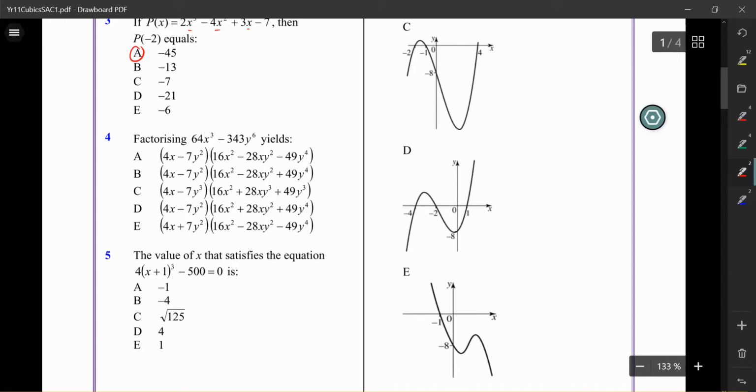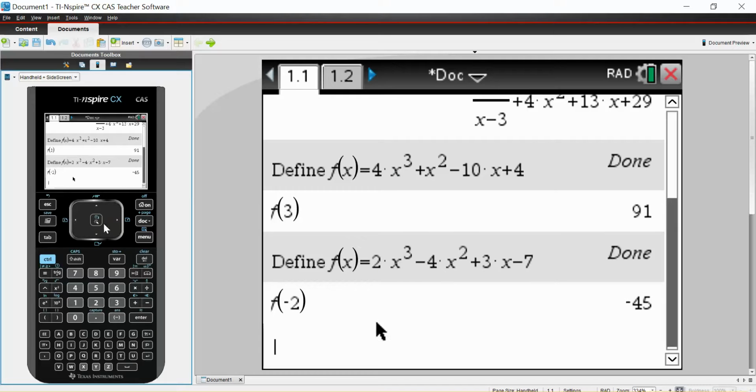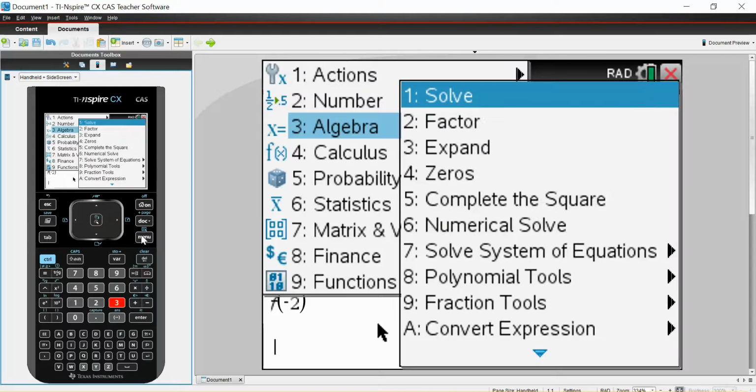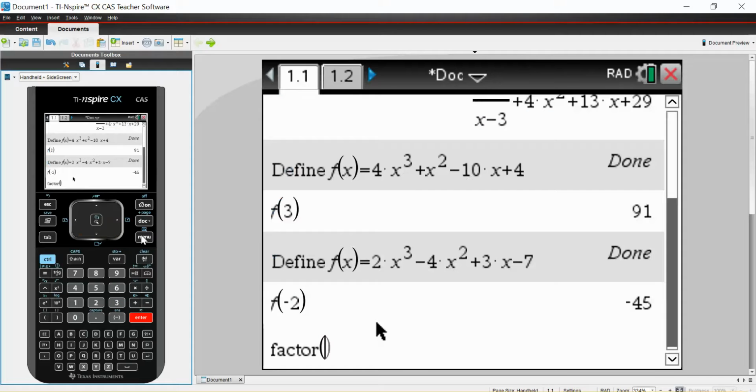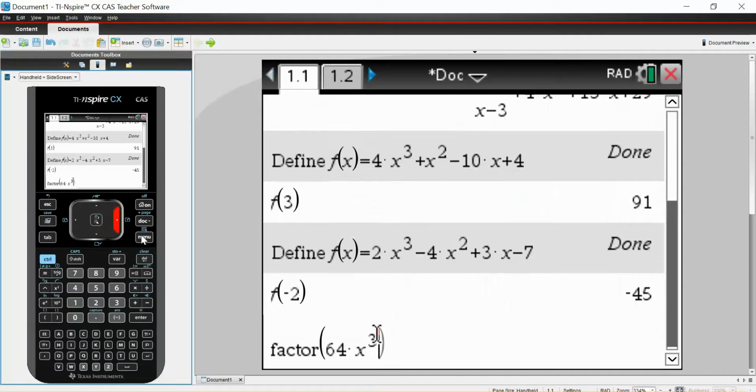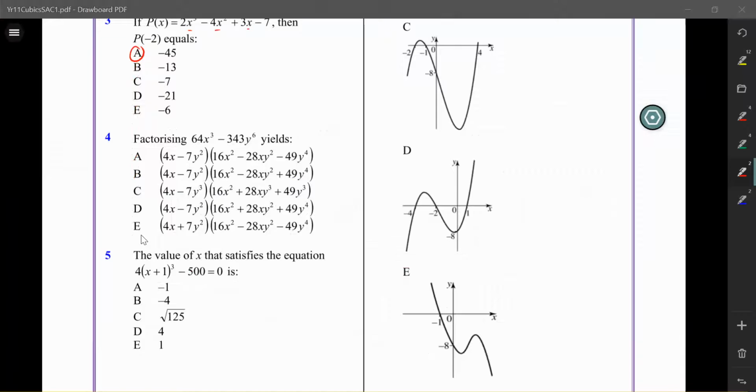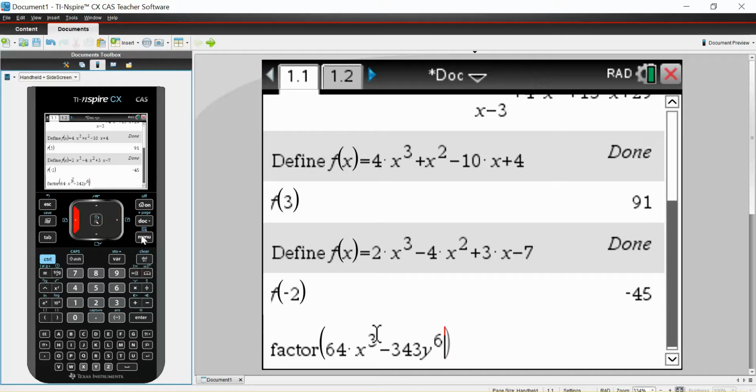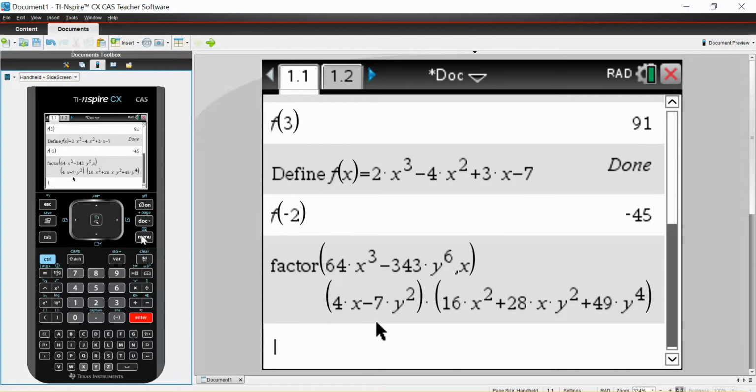Okay. Next one, factorizing. Again, you can use difference of perfect cubes. That's exercise 6c in the special formulas. Or you can just go to your CAS, and remember, if you've got expand, you've got solve. In the algebra menu, you also have factor, which is factorizing. So your factor in this case is 64 times x to the power of 3 minus 343 y to the power of 6. But don't forget, when you move your cursor across, remember you have comma x in the brackets. You have to have the comma x. Do that, and that's 4x minus 7y squared.